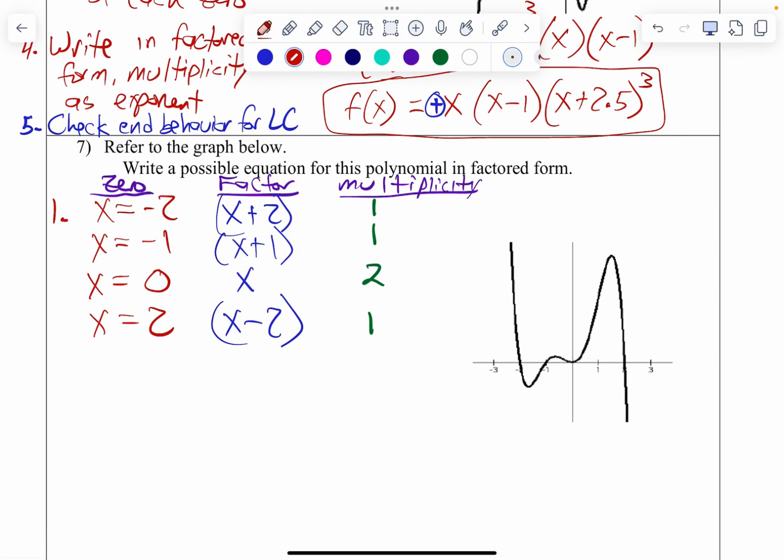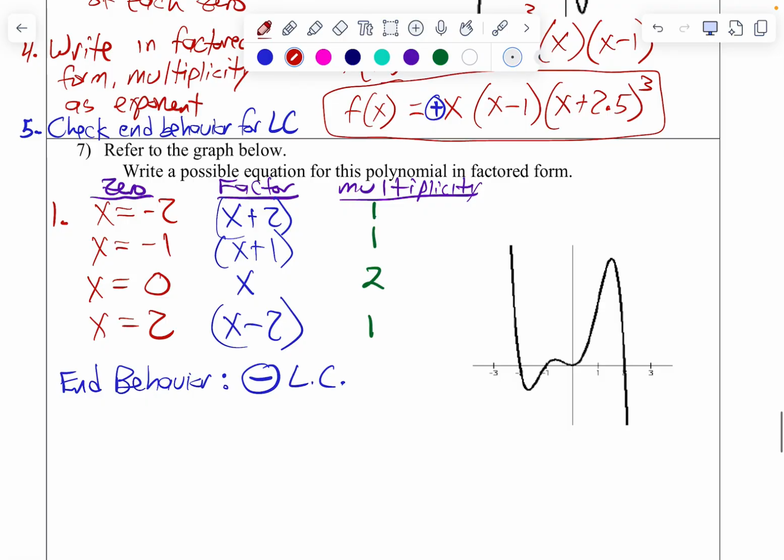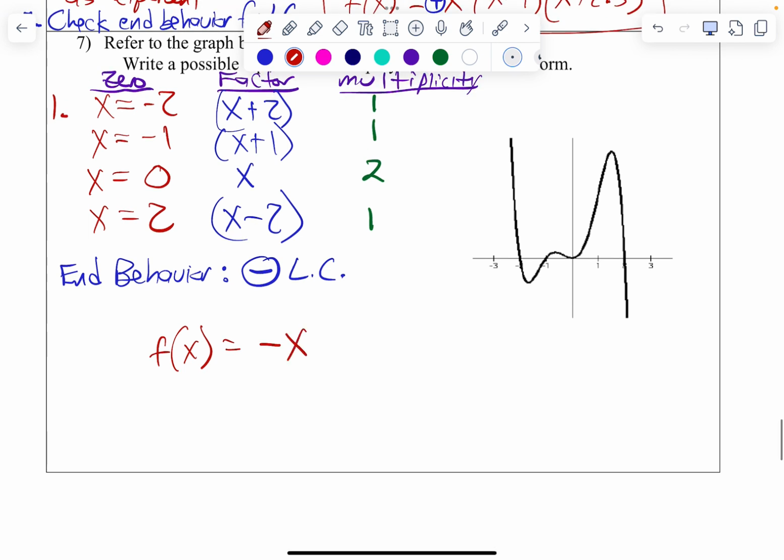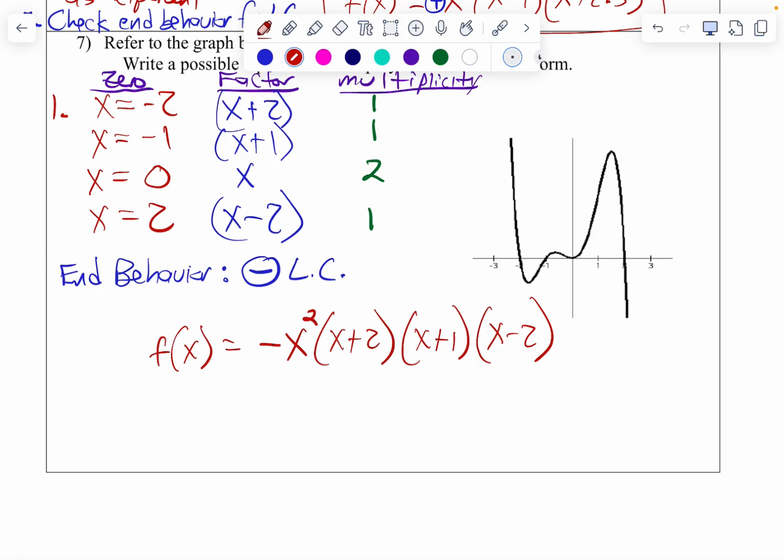Oh, and what's our end behavior? This time it's a negative lead coefficient, right? So we don't know what it is. It could be negative point something, negative 10. We don't know the number. It doesn't matter. We just need the sign. So we're going to say f of x or some other letter and then put negative. And this time I'm going to write the x first and then just list these out. Okay, and then we put our squared on that x. The negative sign is what makes it match the correct end behavior.